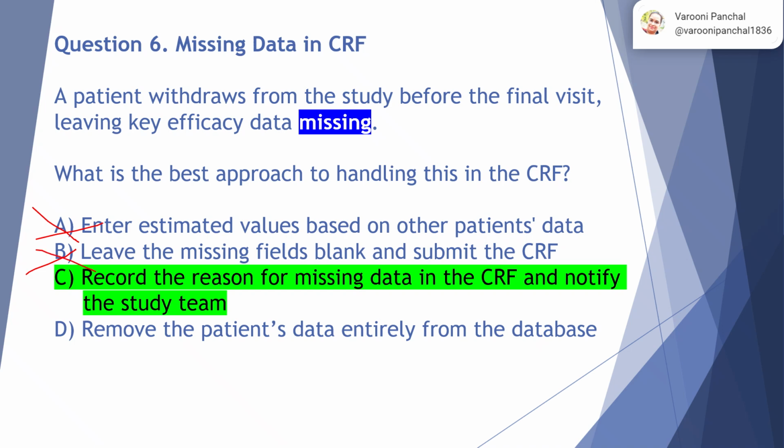Option D, remove the patient's data entirely. No, you cannot do this because a patient can withdraw at any point of time in a clinical trial, right? That is the patient's right. The thumb rule is that if the patient wants to withdraw, that patient has the authority and right to take their own decision. Nobody can influence the patient to stay in this study, right? If the patient is voluntarily withdrawing at any stage of the clinical trial, the patient has full right to come out of that clinical trial.